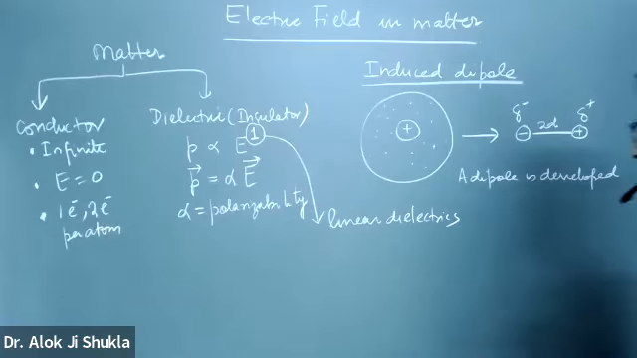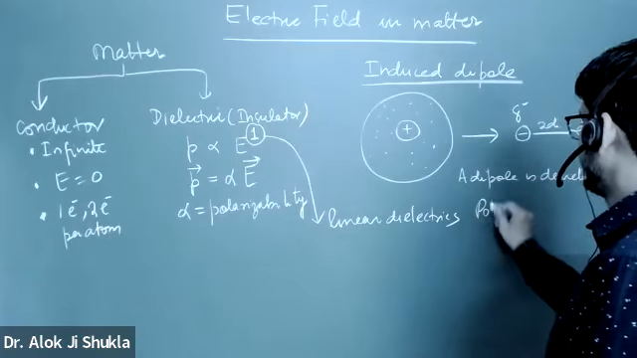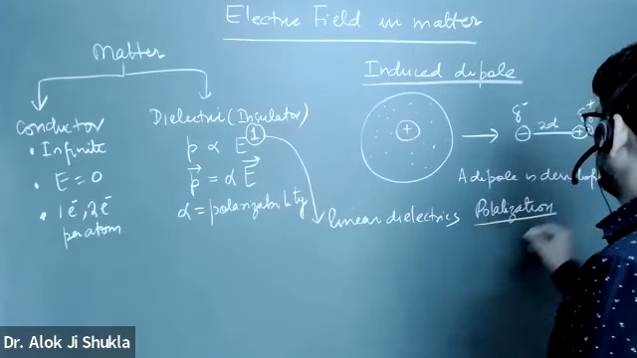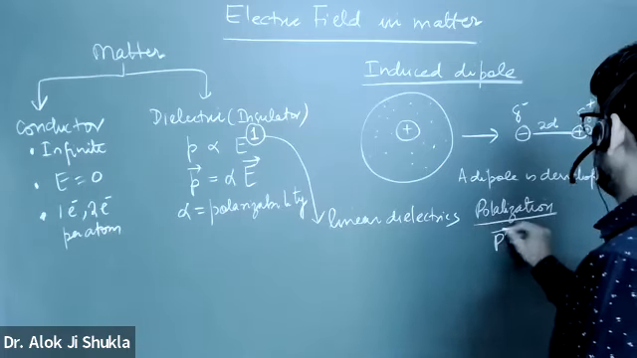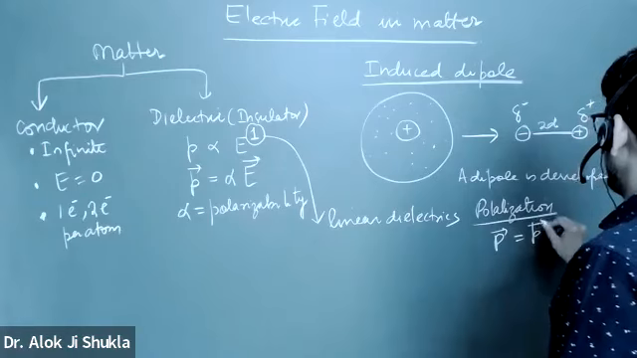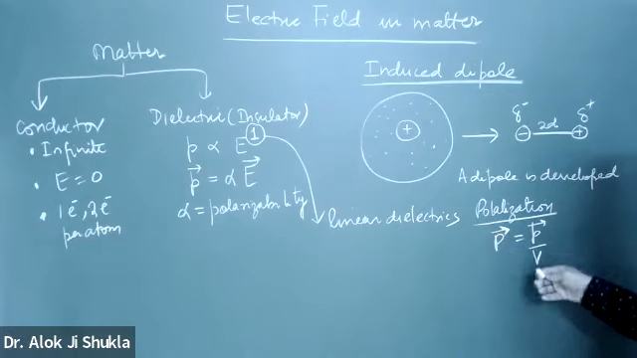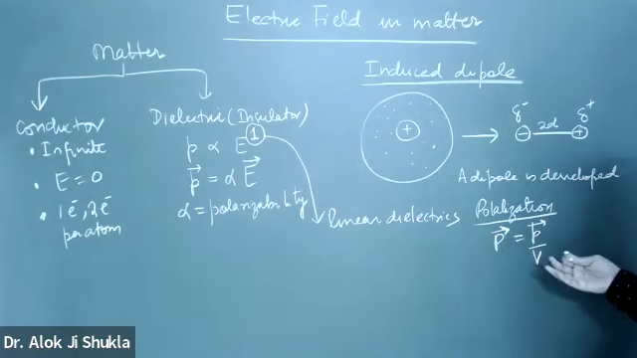And there is also a quantity called polarization. Polarization is defined as capital P, and that will be equal to small p per unit volume. So what is the dipole moment that is developed per unit volume? So this is a better way to recognize how much the dipoles are developed, because larger volume will have large number of dipoles. So we must divide it with respect to volume to get a sense of how many dipoles are developed in the dielectric material.